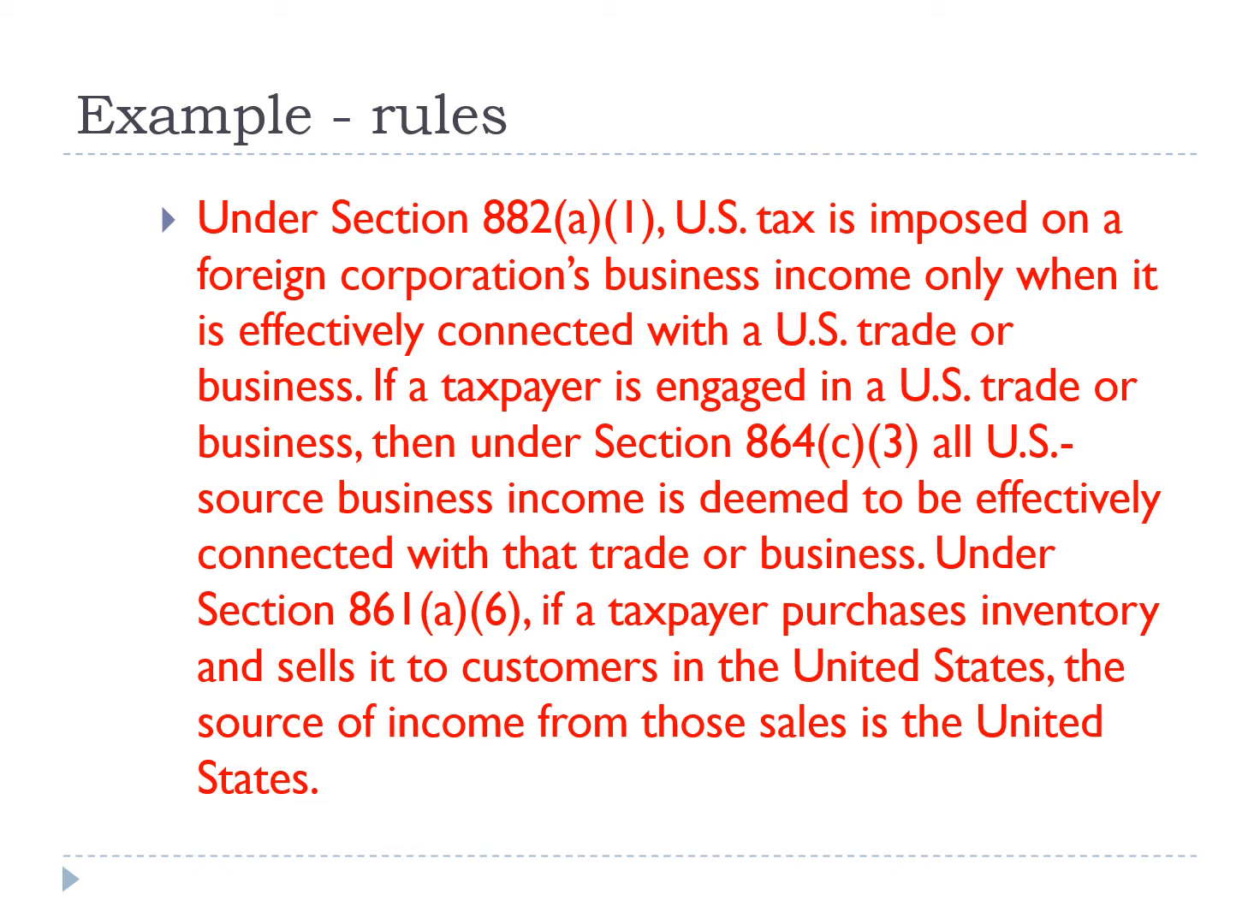Stating the rule: under Section 882(a)(1), a U.S. tax is imposed on a foreign corporation's business income when it is effectively connected with a U.S. trade or business. If a taxpayer is engaged in a U.S. trade or business, then under Section 864(c)(3), all U.S. source business income is deemed to be effectively connected with that trade or business. Under Section 861(a)(6), if a taxpayer purchases inventory and sells it to a customer in the United States, the source of income from the sale is the United States.